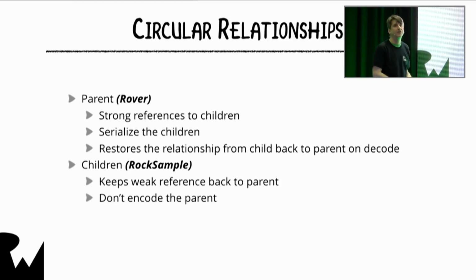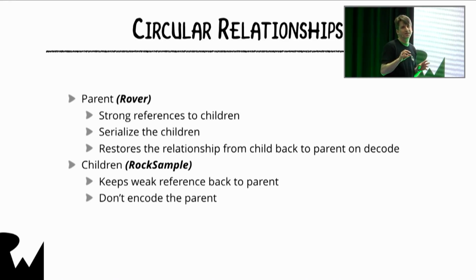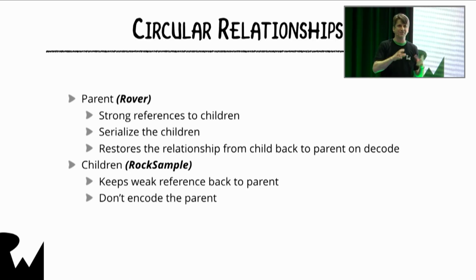You can follow a similar pattern when doing stuff with Codable. So here's a convention for solving the problem: have the rover, or the parent class, be in charge of things, and it restores the relationship back to the child when it decodes. The children keep a weak reference back to the parent and don't encode the parent. If you don't do this, the parent encodes the child, which encodes the parent, which encodes the child, which encodes the parent, and you make a very large file.